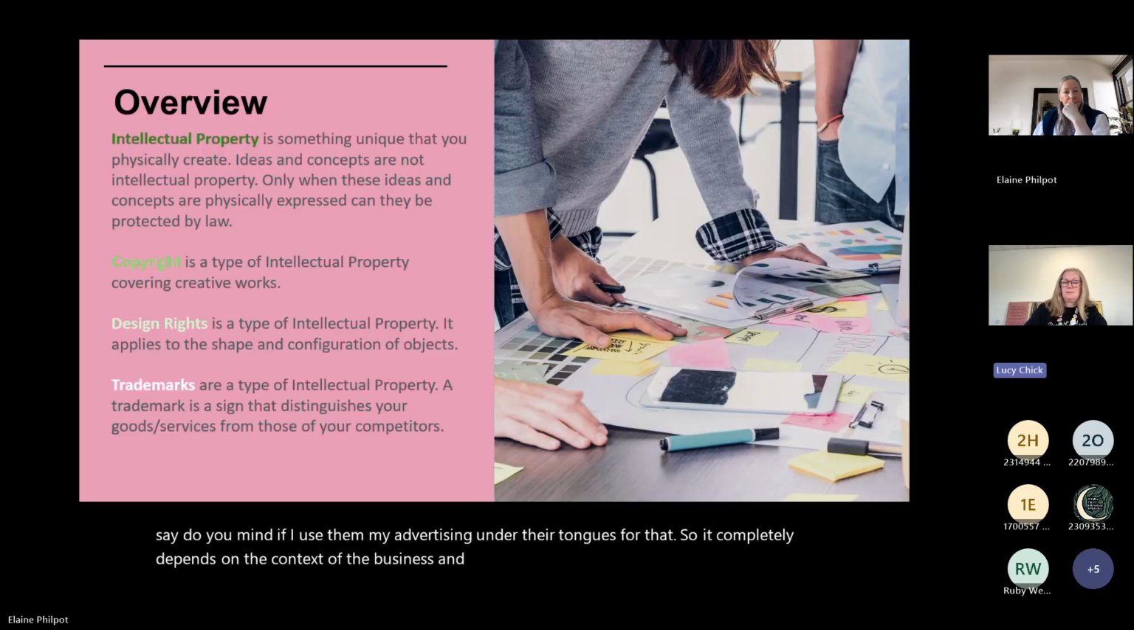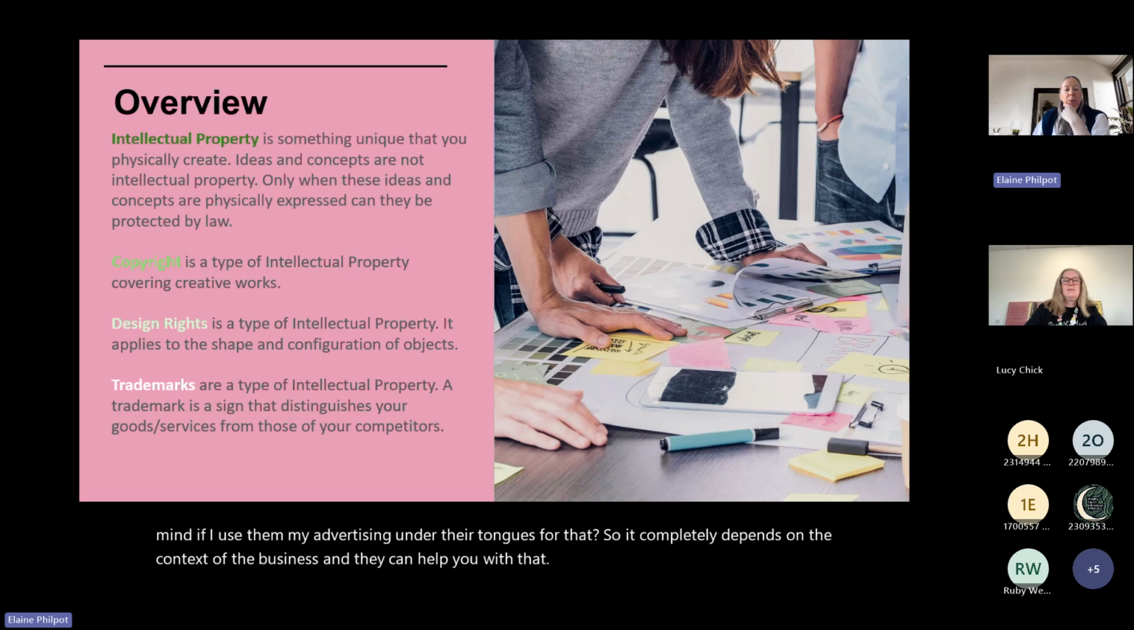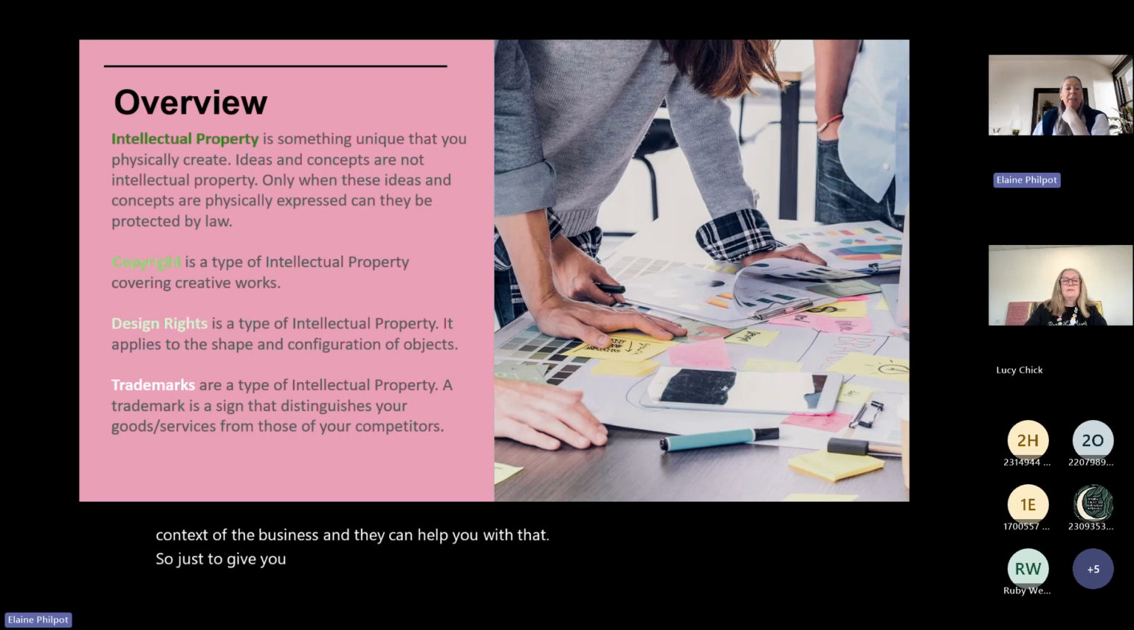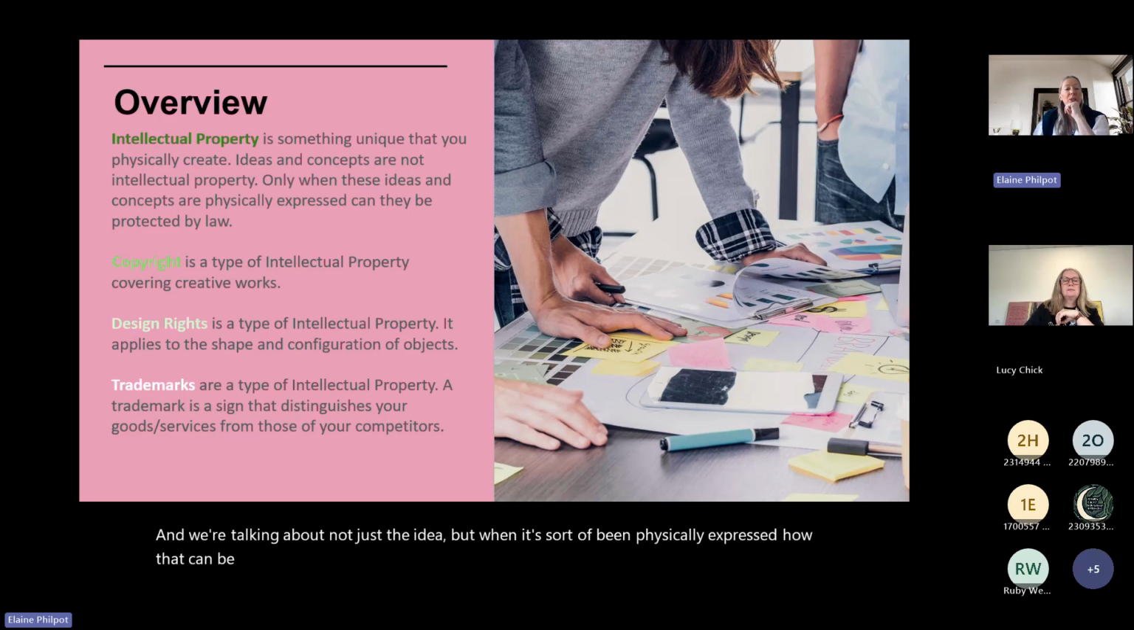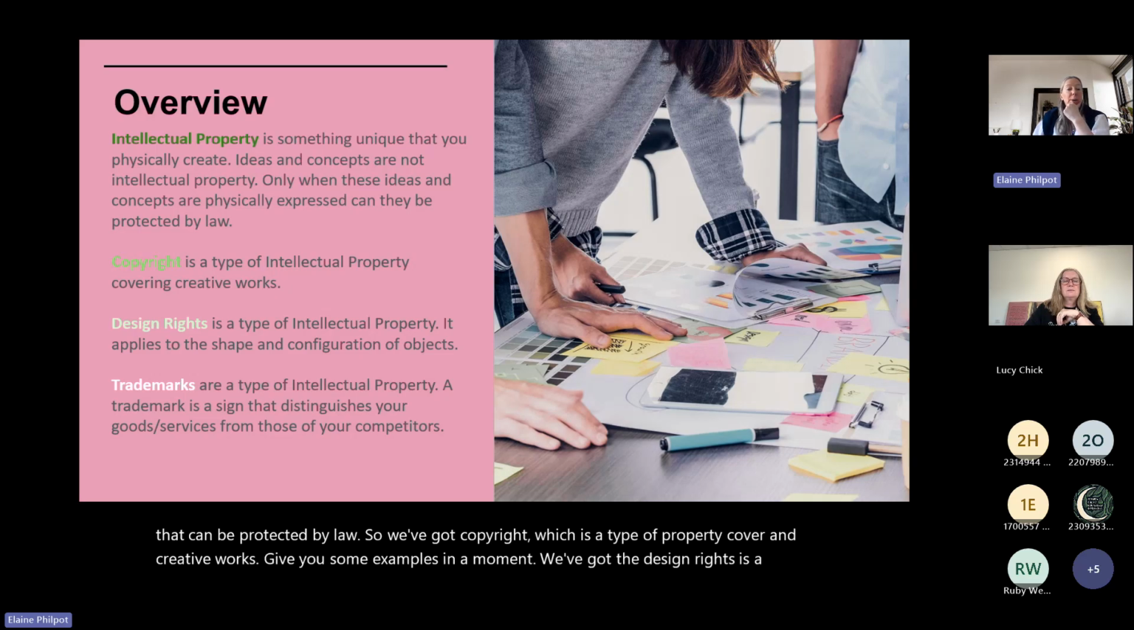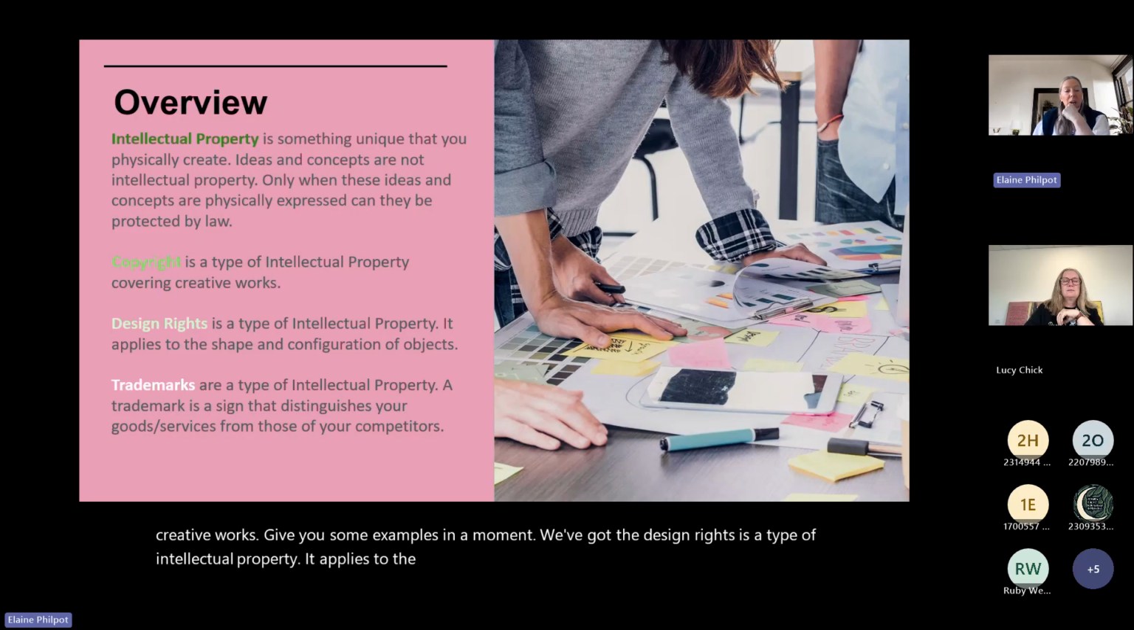So just to give you sort of an overview of some of the things that may relate to you as well. We're talking about not just that idea, but when it's been physically expressed, how that can be protected by law. So we've got copyright, which is a type of property covering creative works. I'll give you some examples in a moment. We've got the design rights, which is a type of intellectual property. It applies to the shape and configuration of a design. And then trademarks, which I think is quite self-explanatory, and we can have a look at some examples.